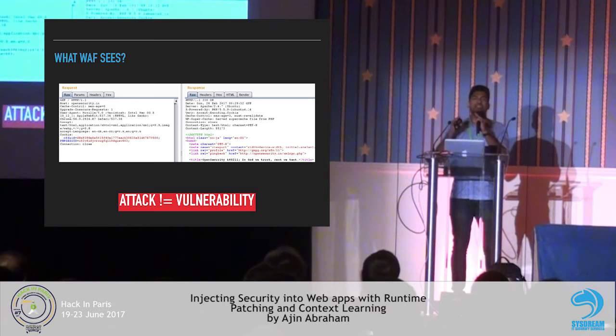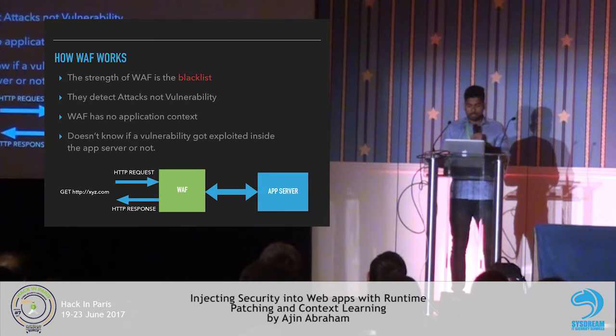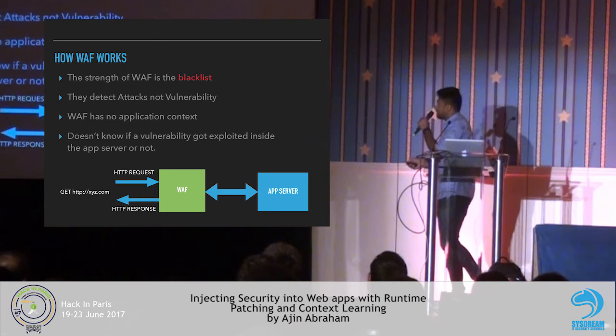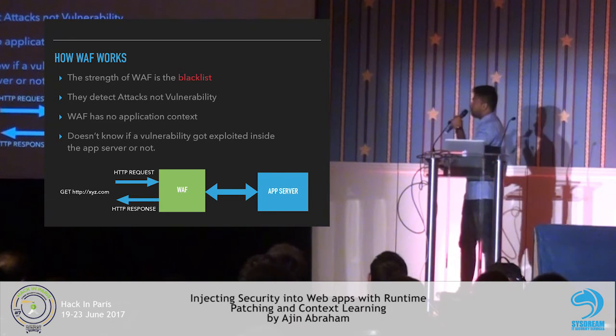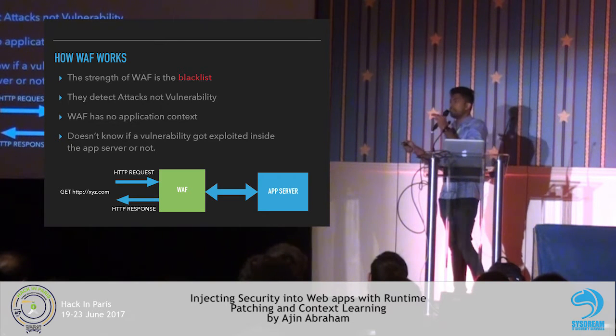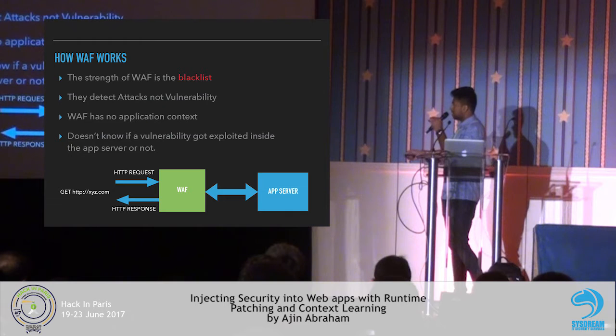So the basic idea is it detects an attack, not a vulnerability. Simple as that. And as I mentioned, the strengths are like blacklist. They detect attack, not vulnerability. They have no application context. So a WAF typically does not have any idea of what is happening inside your application. The only thing it does is it actually sits as a proxy between the request coming from the client and the one that goes to the app server.